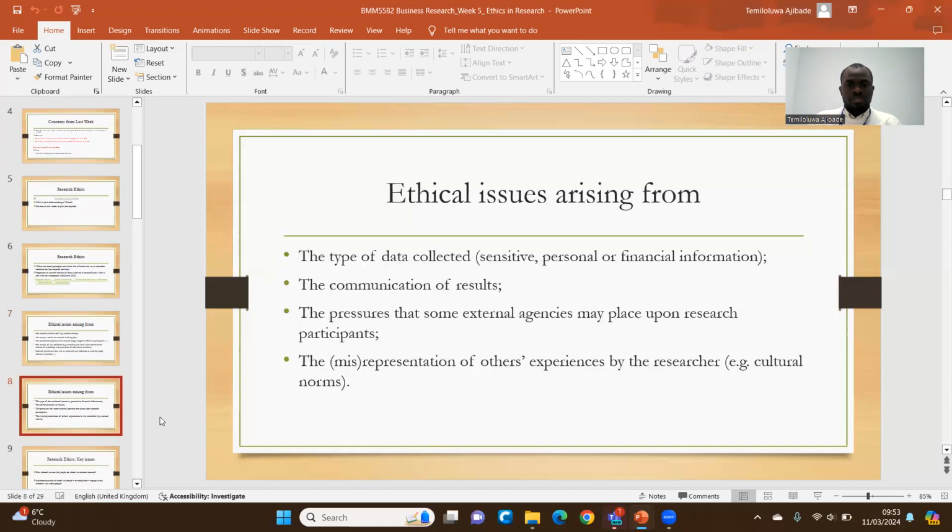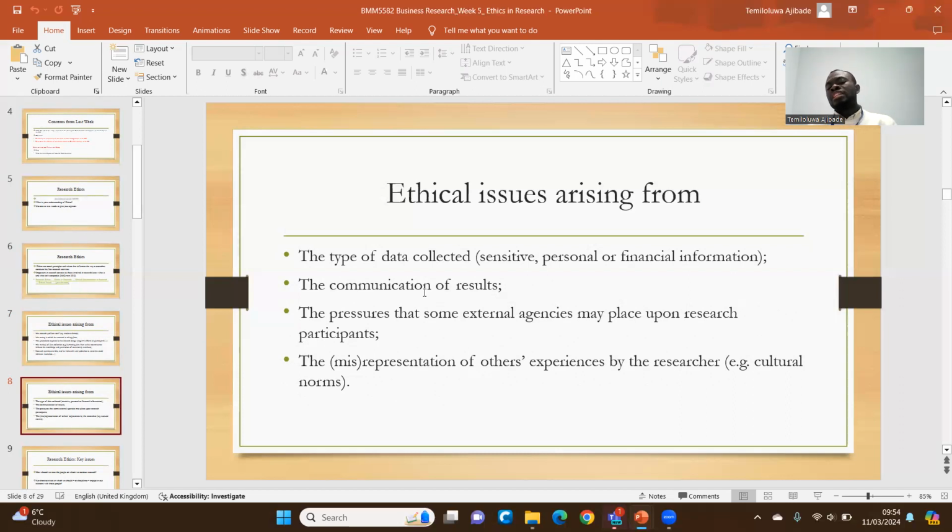All right, going forward, we have some other issues. We have the type of data collected. Now, there are ethical issues surrounding the type of data collected. Is it personal data? Is it sensitive data? You know that there are some ethical guidelines that one needs to be careful of so that you are not breaking these guidelines. So some other things that can give rise to ethical issues is the communication of results. Now, if the results are communicated wrongly, even though the results are correct and genuine, then there might be an issue. So you have to follow ethical guidelines when communicating results in research.